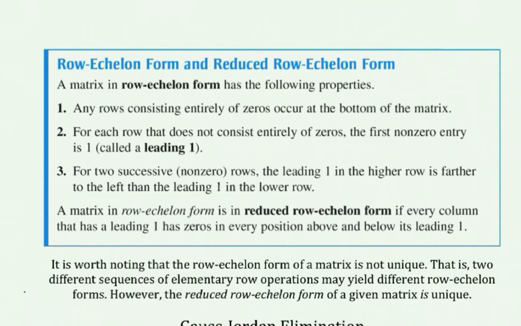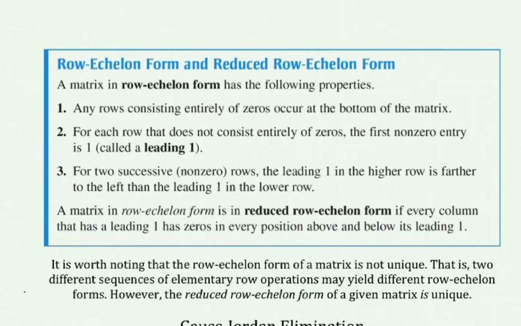For each row that does not consist entirely of zeros, we're aiming to have the first non-zero entry be 1. We're going to call that a leading one. For two successive rows, the leading one in the higher row is further to the left than the one in the lower row. Ooh, that's a lot of info. The last part we're going to say is a matrix in row echelon form is in reduced row echelon form if every column that has a leading one has zeros in every position above and below its leading one. That's a lot.